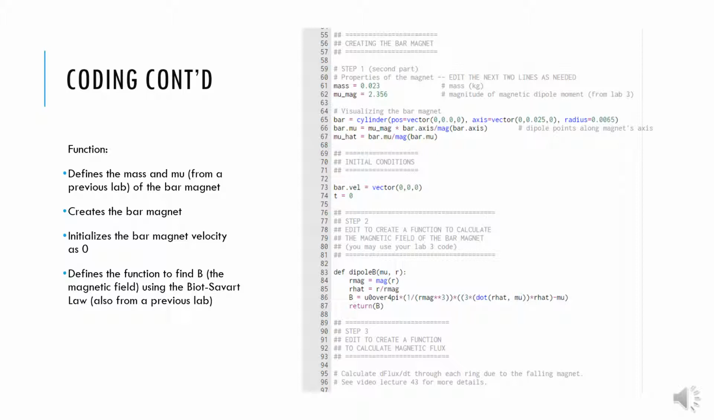This portion of the code defines the properties of the magnet used and creates the magnet overall. Additionally, the code initializes the magnet's velocity as 0 and defines a function dipole B that finds the magnetic field of a magnet at a particular location.